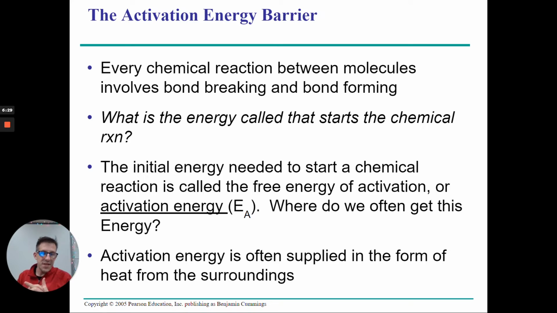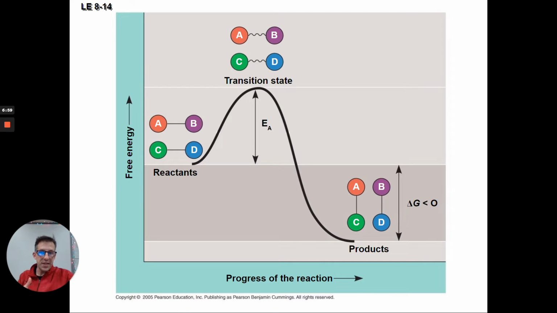Now, oftentimes this activation energy comes in the form of heat from the surroundings, okay? So for human beings, the natural ambient heat that we produce, the natural metabolic heat, is enough to create a situation where the activation energy can be overcome, okay? The same thing happens with a lot of other chemical reactions in nature as well. But the activation energy is the energy that is needed to get the chemical reaction running.